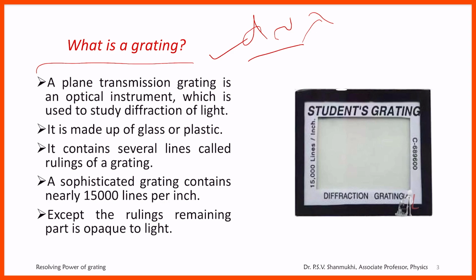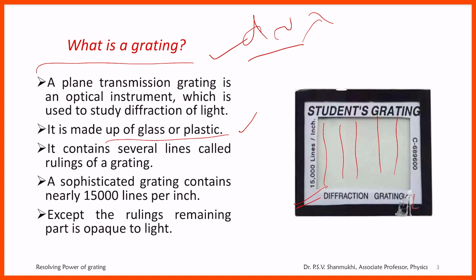So what is a grating? It is an optical instrument. Simply, it is made up of either glass or plastic. Generally we go for glass. On that there are several lines drawn. They are called rulings of the grating. Actually they are invisible to the naked eye. On that there are so many lines drawn, nearly 10,000, 15,000, 20,000 lines per inch. A sophisticated grating contains nearly 15,000 lines per inch, meaning 2.54 centimeters.